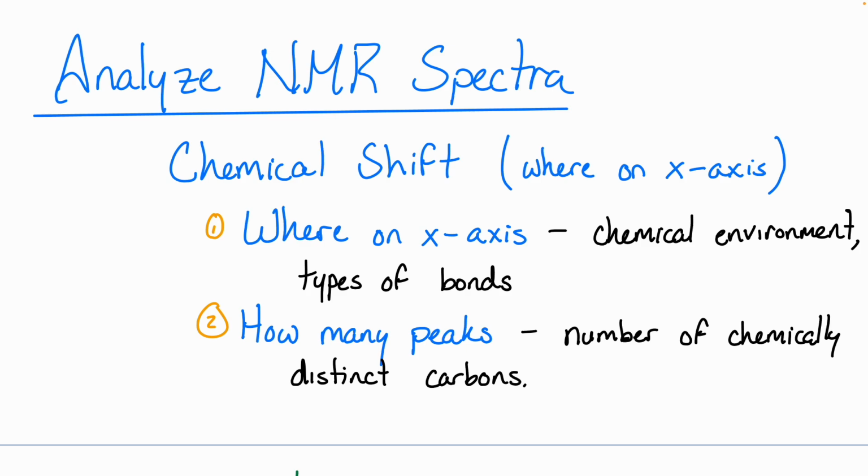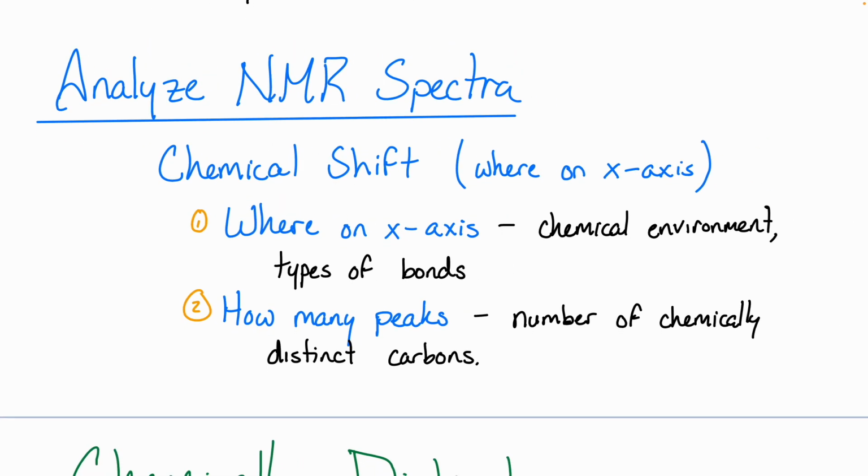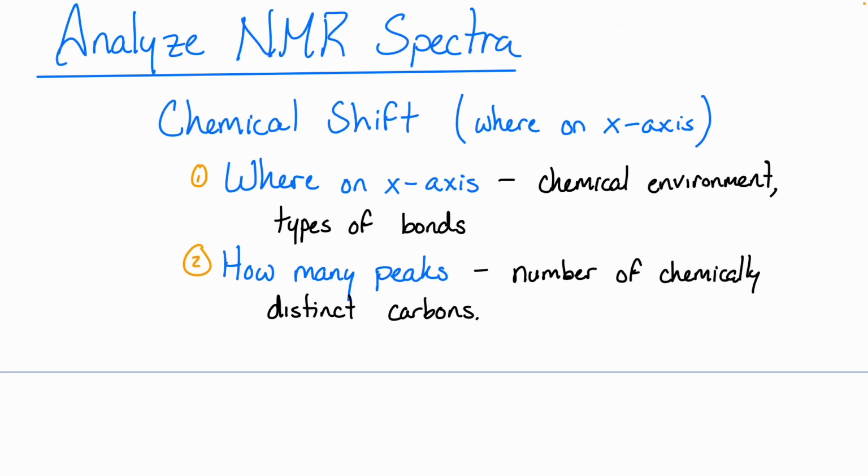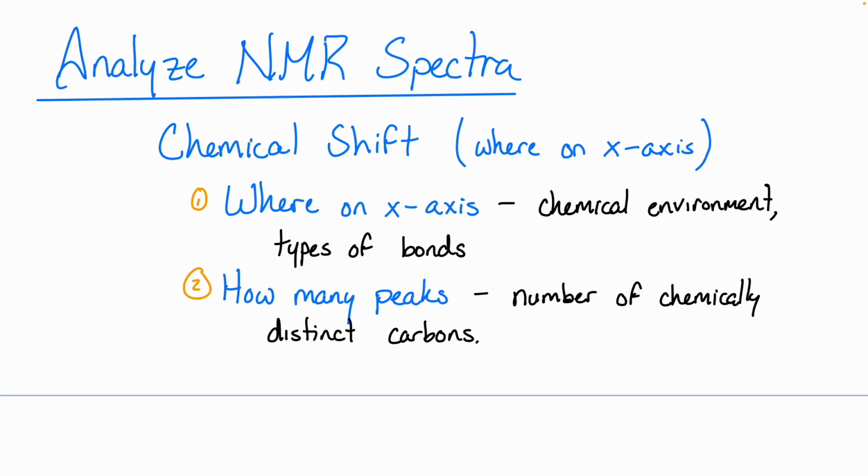When we look at that chart where we analyze our NMR spectra, the first thing we're going to do is look and see what peaks we have in terms of their chemical shift. Where they are on the x-axis tells us information, but honestly, very importantly, how many peaks tells us the number of chemically distinct carbons. Sometimes the only thing you have to pay attention to is the number of peaks that you see, and that's enough to narrow down what your molecule is. So what do I mean by chemically distinct carbons?